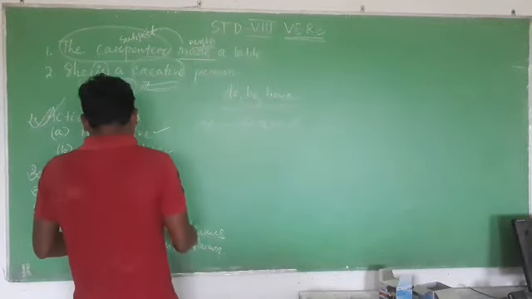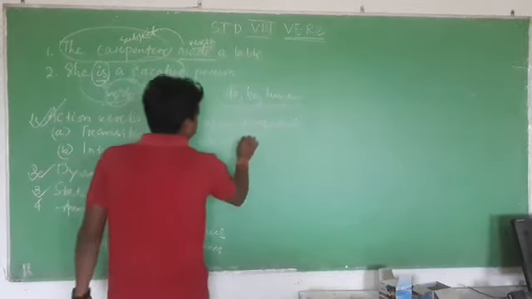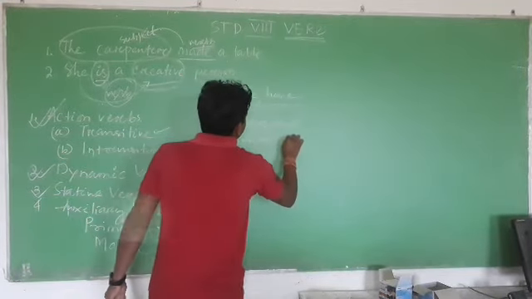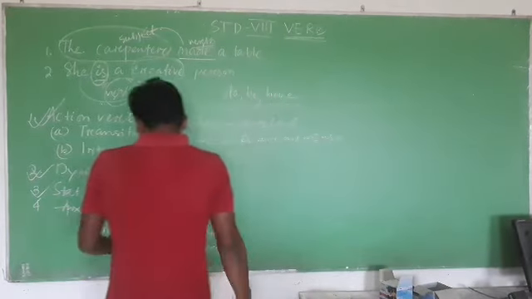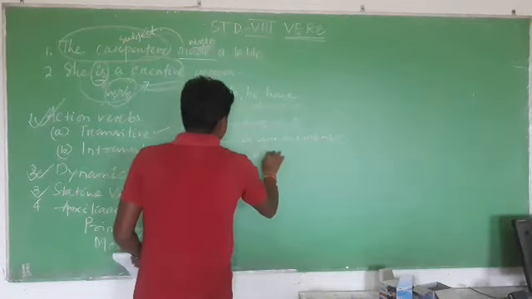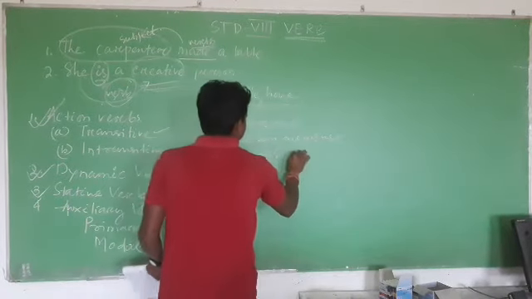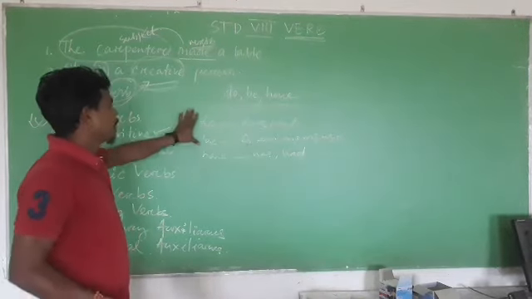Okay. Next, the be verb, you know what? Is, am, are, was, were. Okay. Have, has, and what? Had. Okay. So they are the primary auxiliaries.